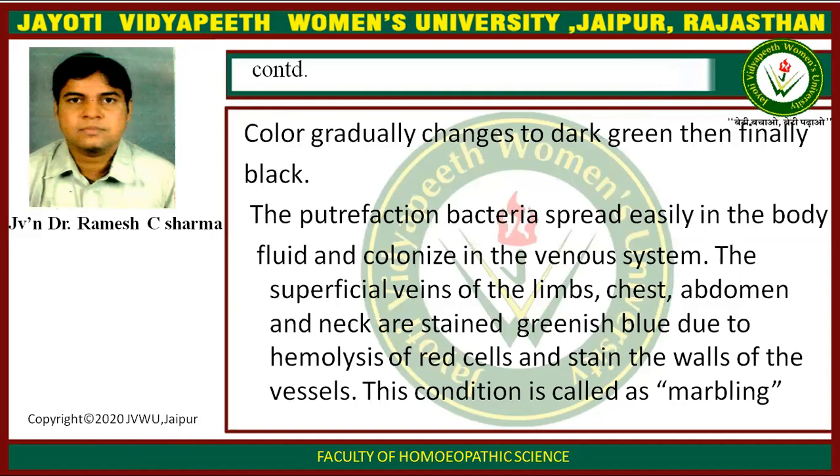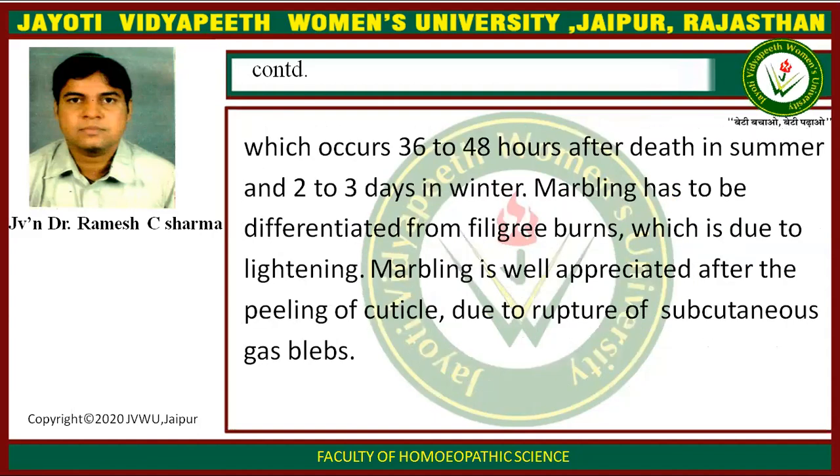The putrefactive bacteria spread easily in the body fluid and colonize in the venous system. The superficial veins of the limbs, chest, abdomen, and neck are stained greenish blue due to hemolysis of red cells, which stain the walls of the vessels. This condition is called marbling, which occurs 36 to 48 hours after death in summer and 2 to 3 days in winter.